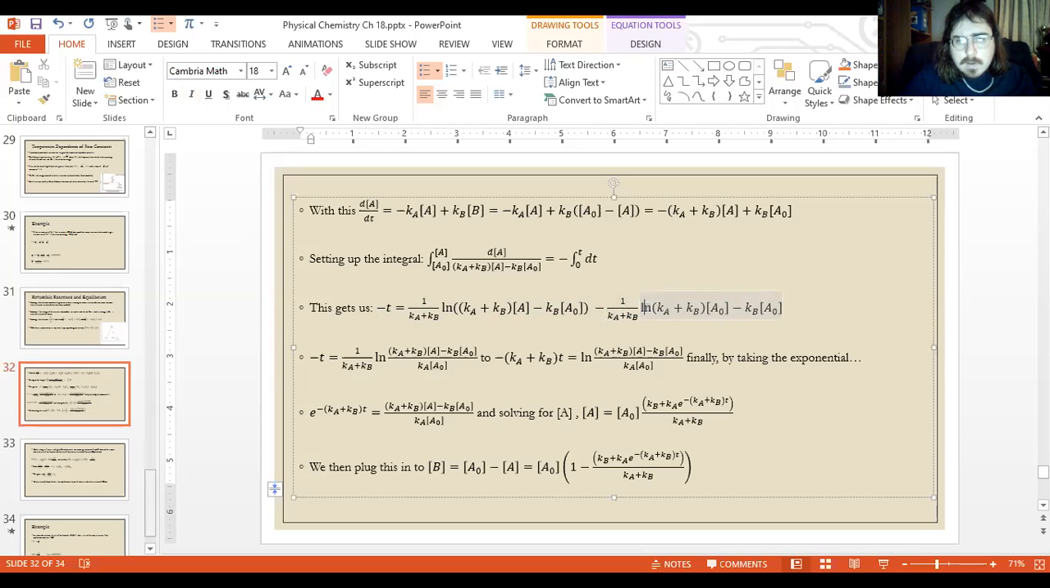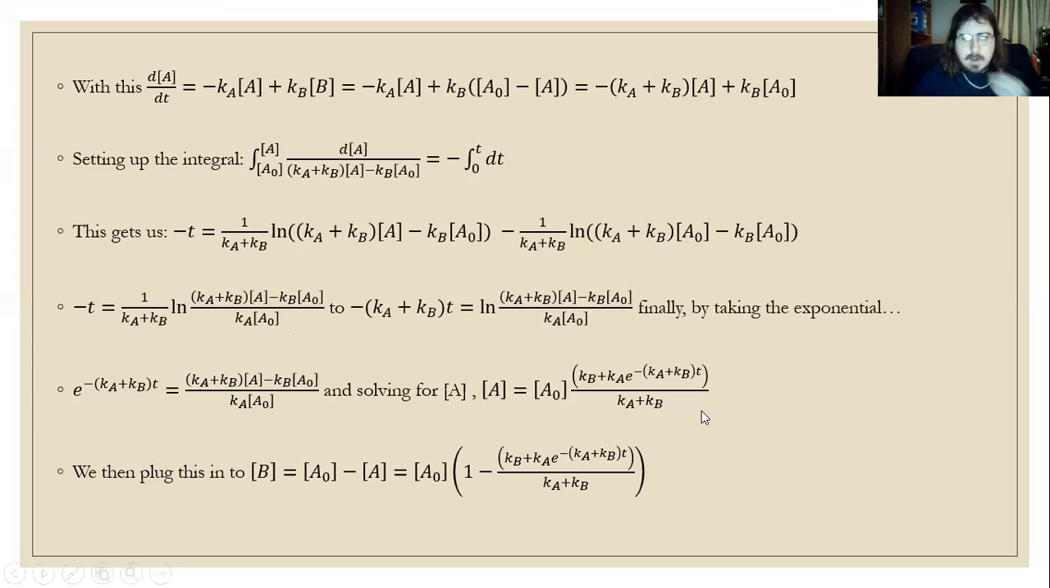That log. Integrating that by parts puts us at... there we are. Okay. There we are. That's more elegant. So integrating that from A to A0.